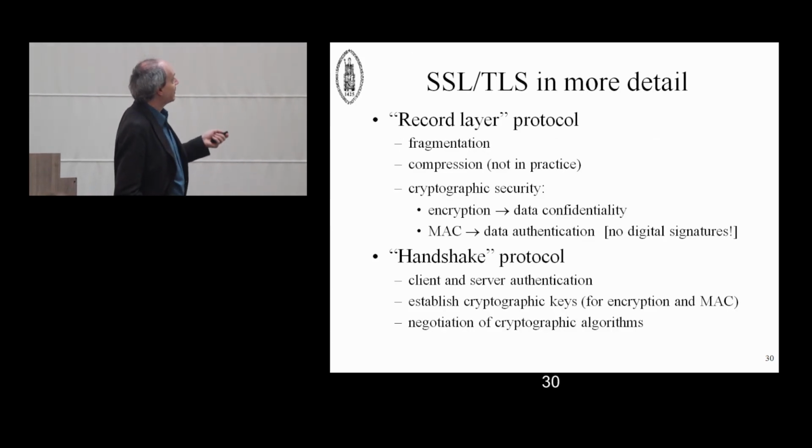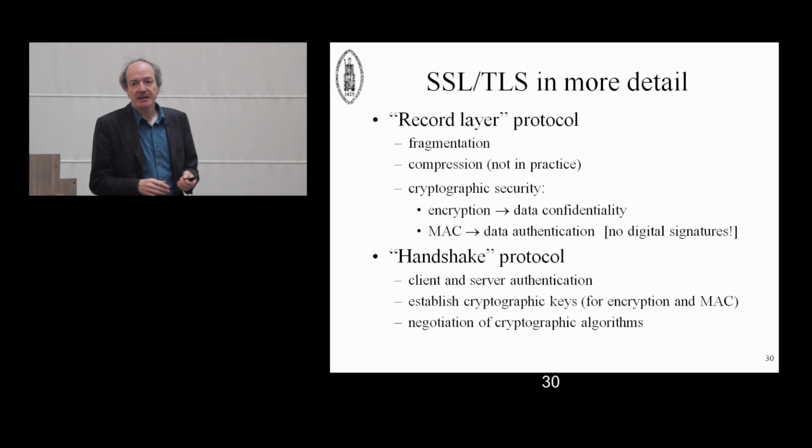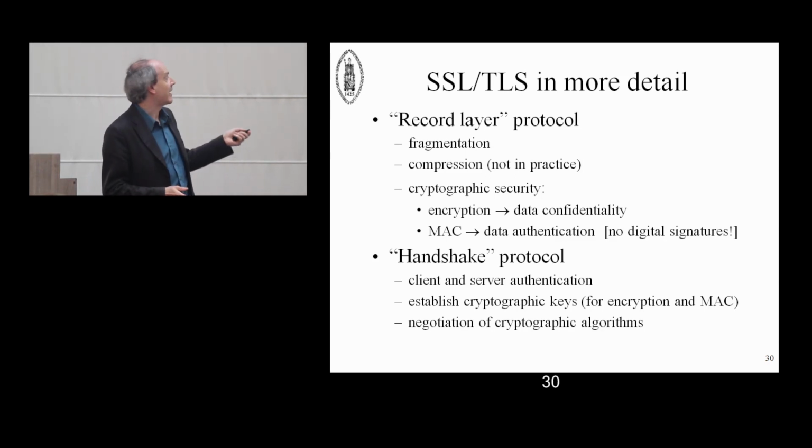So the record layer does fragmentation, because it could well be, for example, that by adding a MAC, your packet becomes too big and you have to split it up. And also, this has given rise to attacks. Okay. Compression is not used in practice, but there may be interest for this.